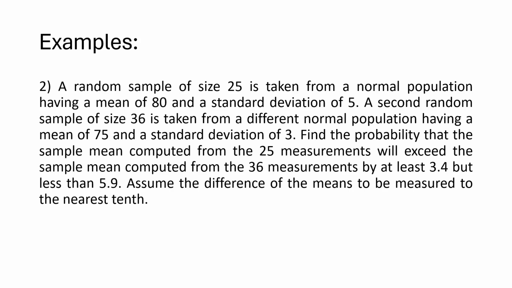Next problem. A random sample of size 25 is taken from a normal population having mean 80 and standard deviation of 5. Another random sample of size 36 is taken from a different normal population having mean 75 and standard deviation 3. Find the probability that sample mean computed from 25 measurements will exceed the sample mean computed from the 36 measurements by at least 3.4 but less than 5.9.